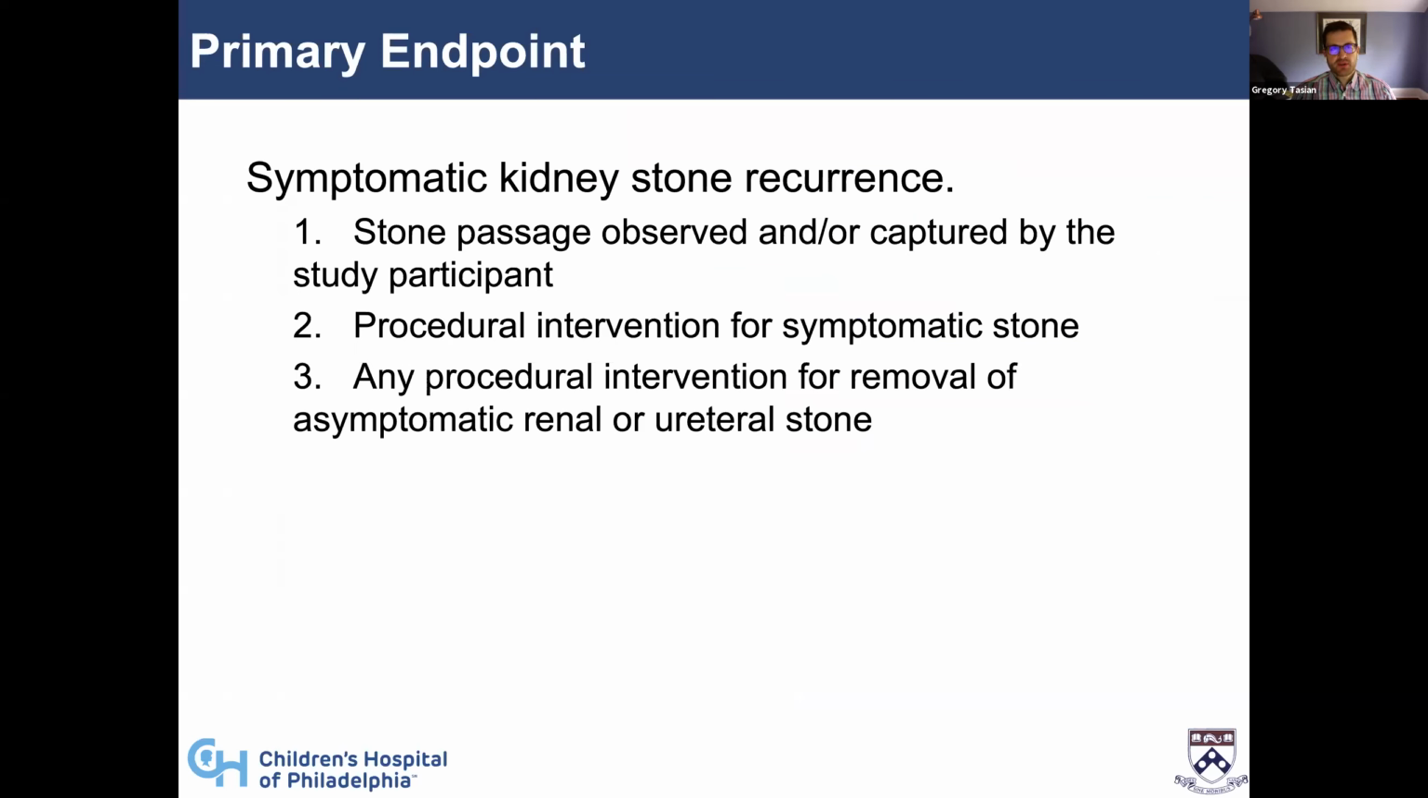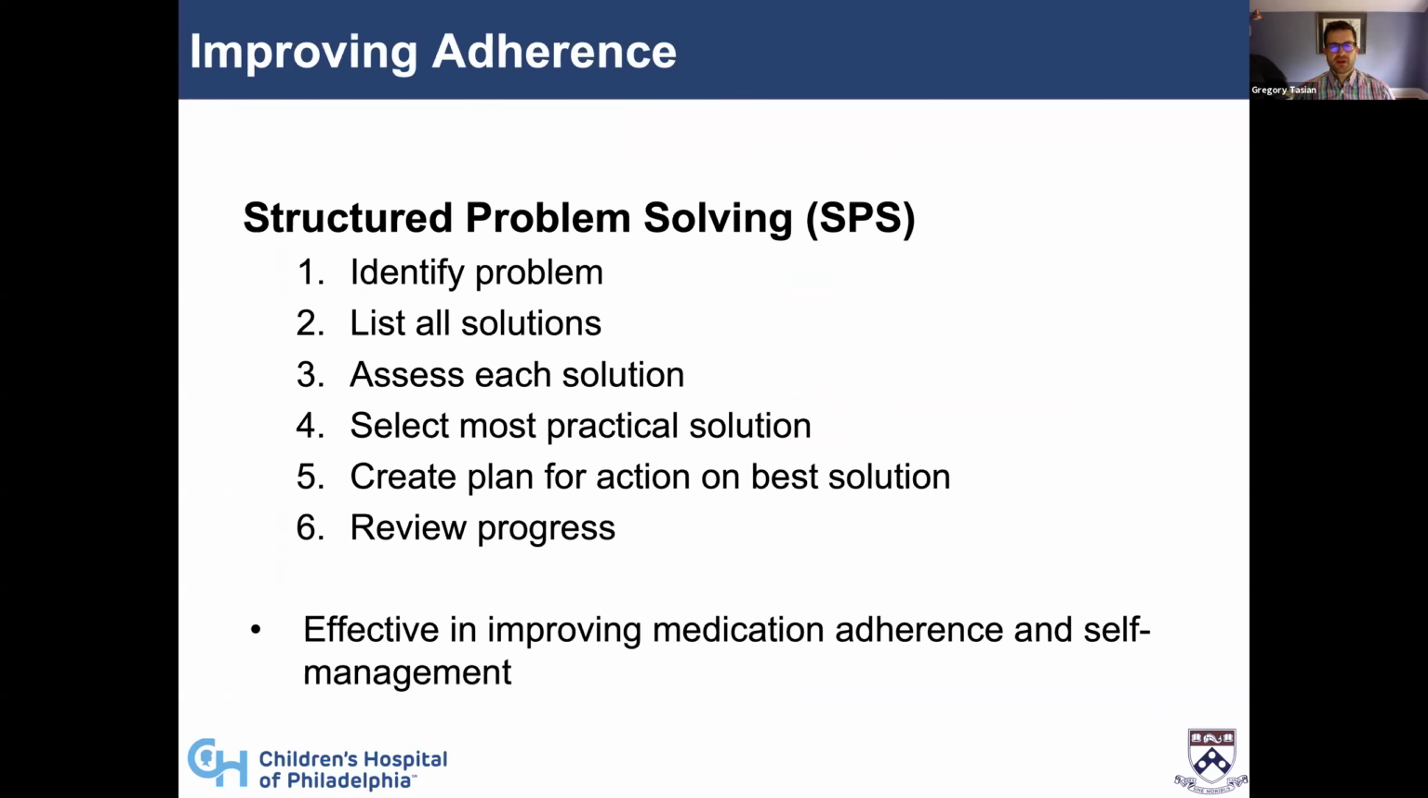The primary endpoint has already been stated, I believe, which is symptomatic kidney stone recurrence. That's defined by stone passage that's either observed or captured by the study participant, a surgical intervention for a symptomatic stone, or a procedural intervention for an asymptomatic stone.